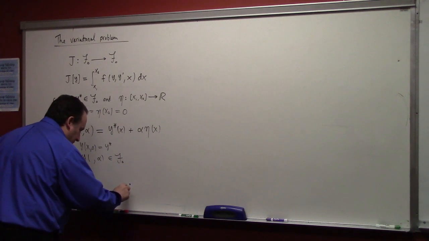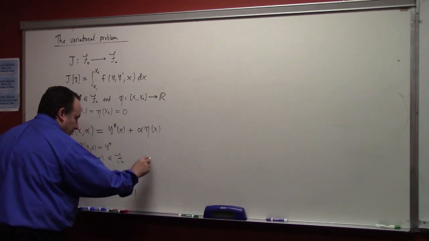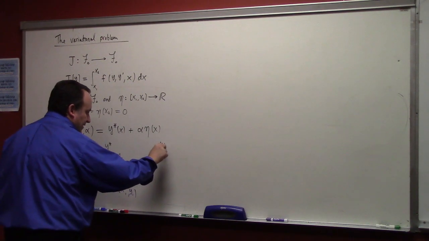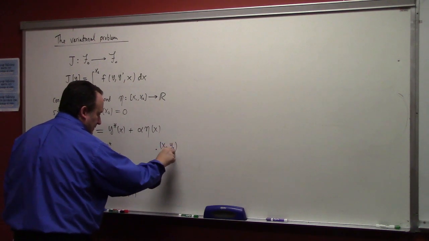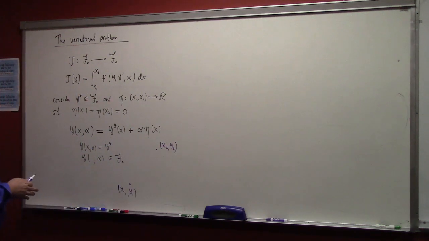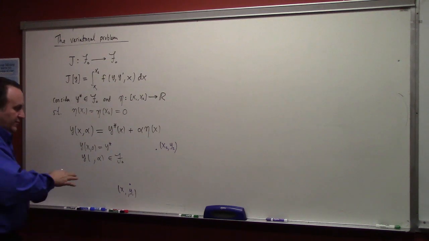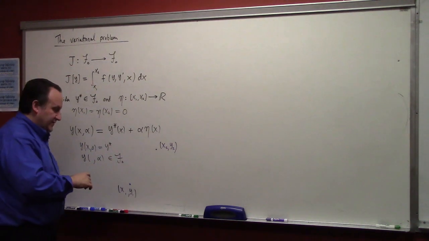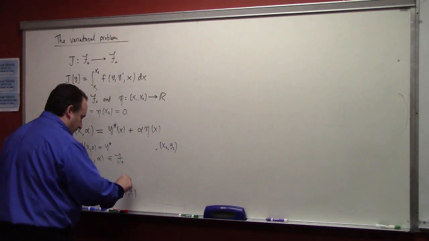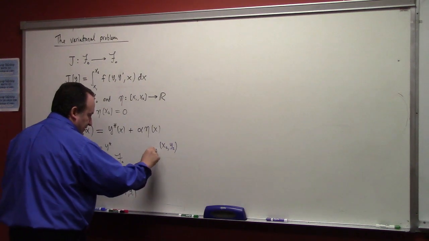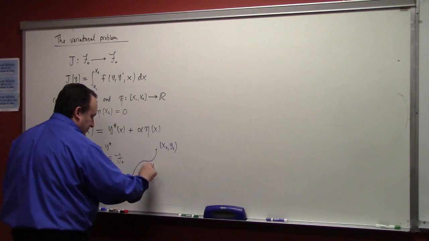We've got a point x1, y1. We've got another point over here, x2, y2. For a function to be in this f naught space, I'm insisting that its graph go through these two points. We're considering such functions. So of course, somewhere in here, we can have y star.